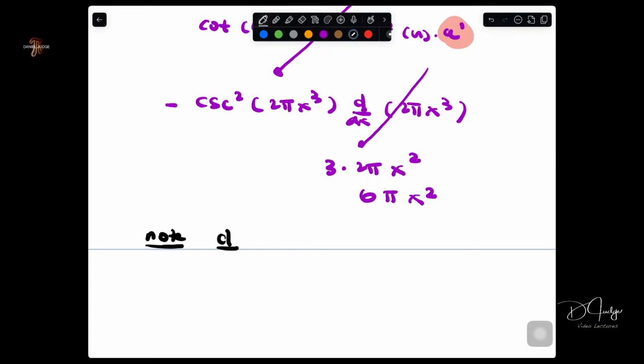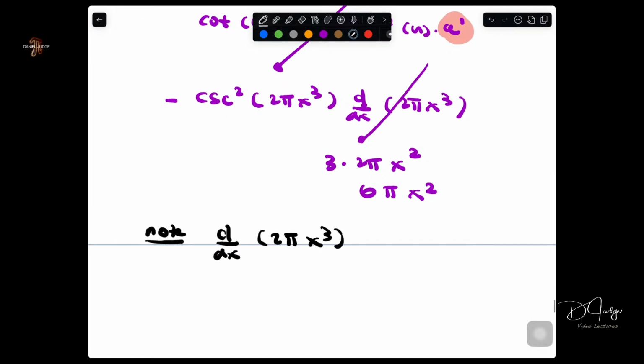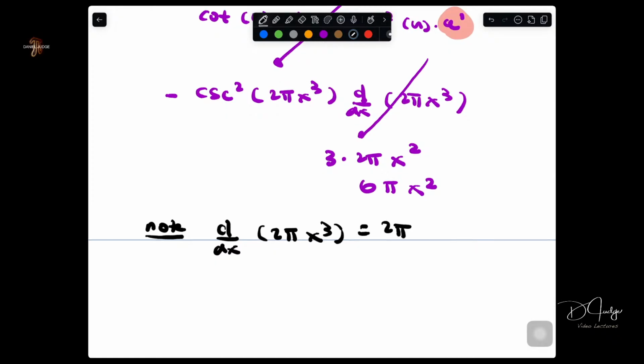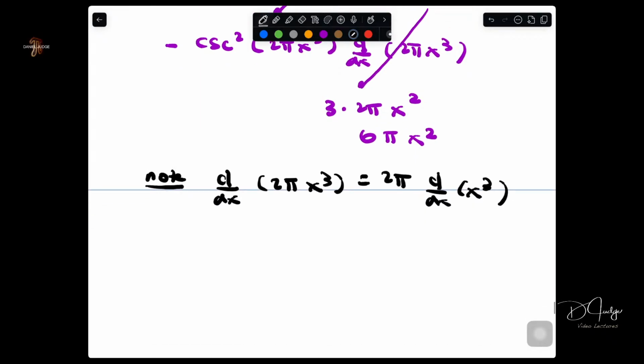As a note, again, what does it mean to differentiate 2 pi x cubed? Pull out your constant 2 pi. This is what I really did. And then use your power rule. 3x squared, which gave you that 6 pi x squared here. So if you can't see this power, it's really 3. So all we did was pull out that constant. So this is going to be what we have left.